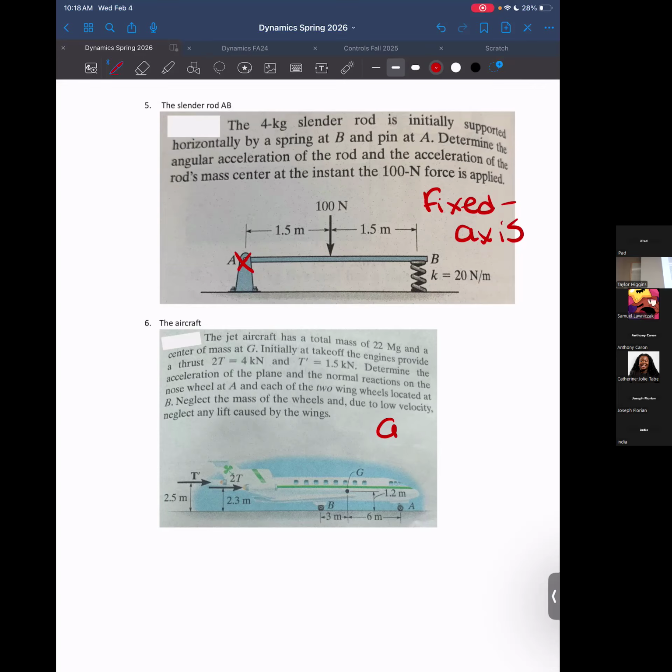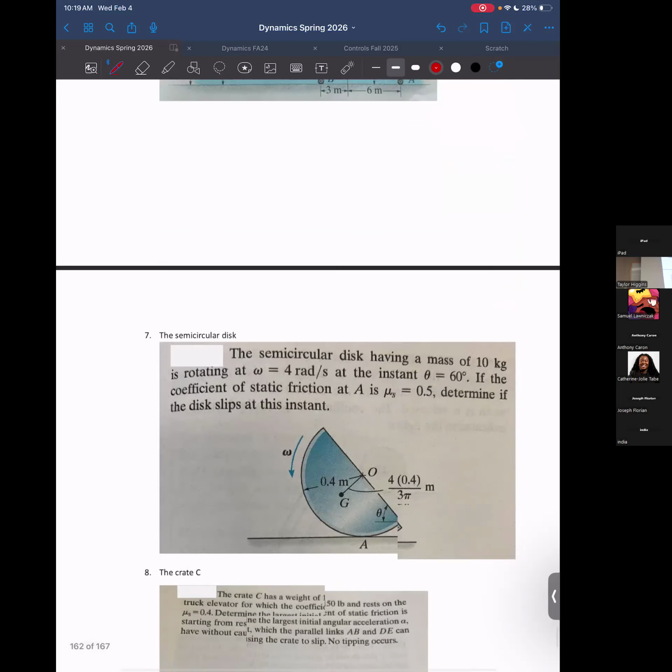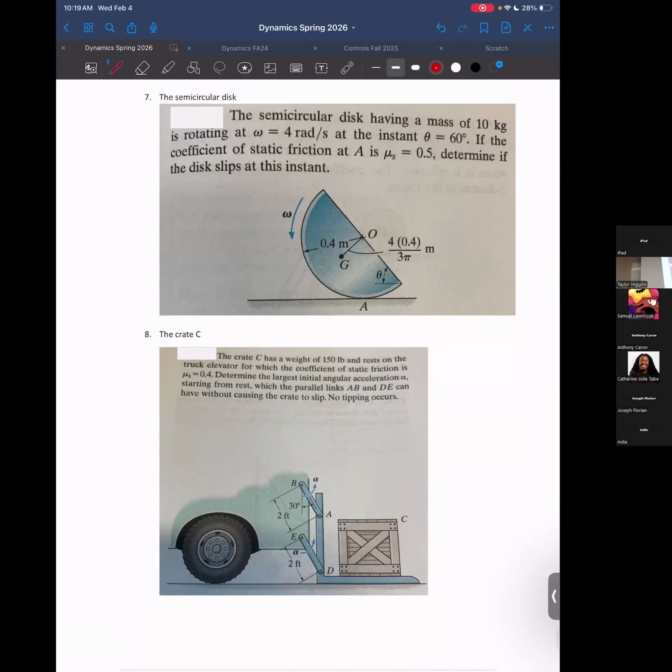Initially, at takeoff, determine the acceleration of the plane and the reactions on each of the two wheels. Okay, so it's pure translation. You're right. We can't rotate because it's telling us specifically that the plane is still stuck on the ground. Good catch.